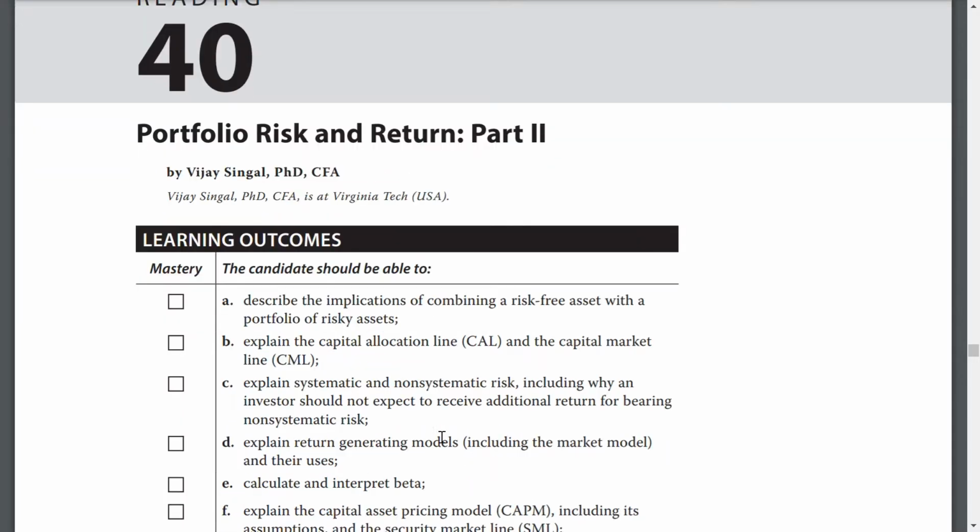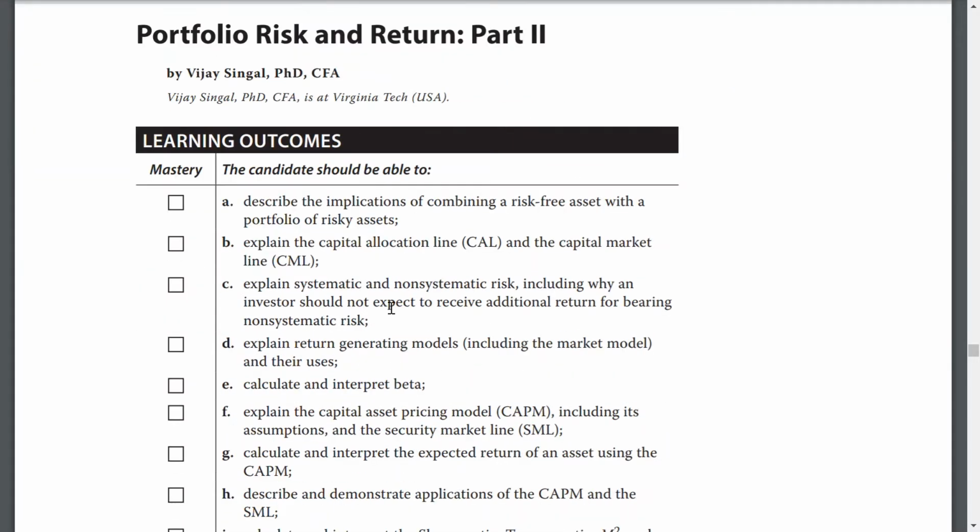And explain systematic and non-systematic risk, including why an investor should not expect to receive additional returns for bearing non-systematic risk. Explain return generating models and their uses. Calculate and interpret beta. Ooh, sounds very mysterious. So what's beta going to represent this time?